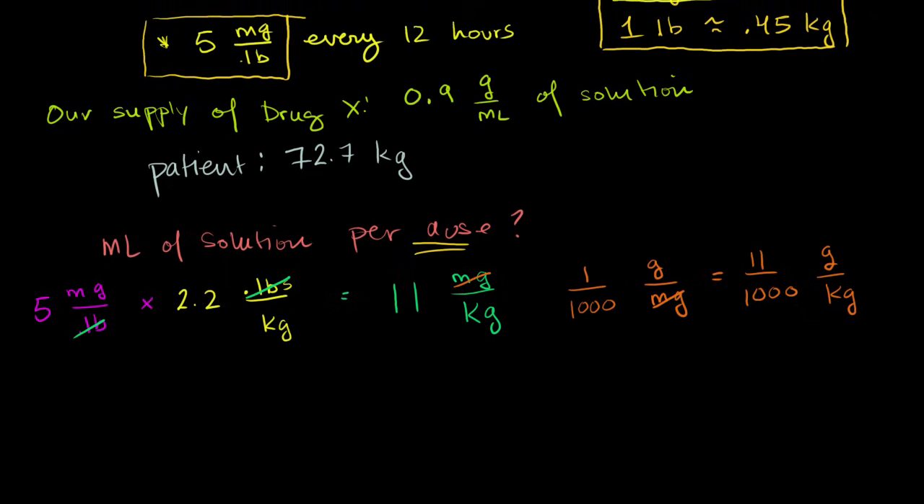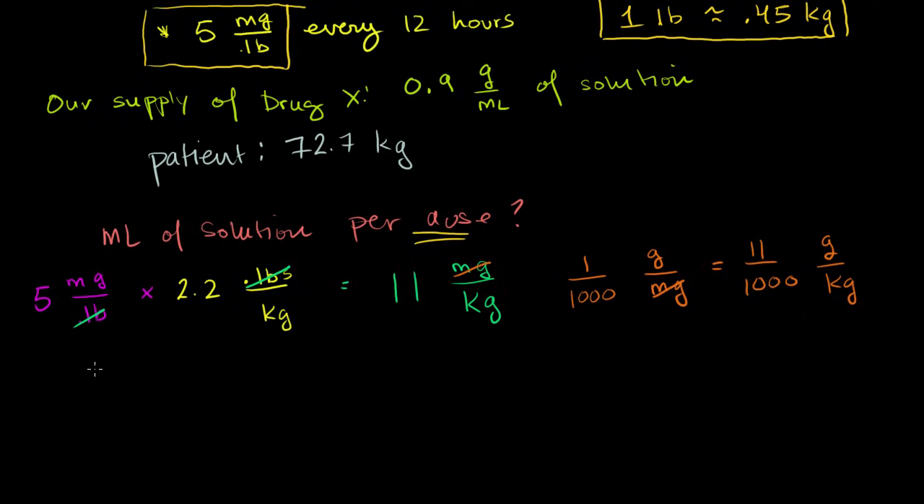So let me go down here on this line right here. We had this result. We have 11 over 1,000 grams of drug X per kilogram. This is really just we've just rewritten this dosage information in different units. And let's see how much solution we need per kilogram. So I want to cancel out the grams here and have milliliters there. So to cancel out that grams, I'm going to have a gram in the denominator and a milliliter in the numerator.